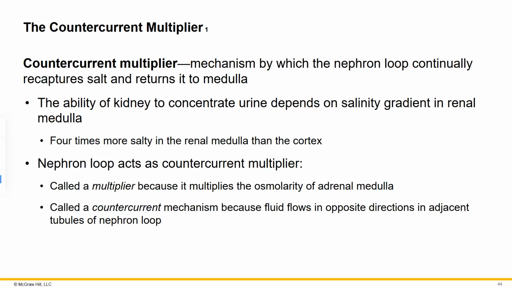The countercurrent multiplier. This is the mechanism by which the nephron loop continually recaptures salt and returns it to the medulla. The ability of the kidney to concentrate urine depends on the salinity gradient in the renal medulla. It's 4 times more salty in the renal medulla than the cortex. The nephron loop acts as a countercurrent multiplier. It's called a multiplier because it multiplies the osmolarity of the renal medulla. It's called a countercurrent mechanism because fluid flows in opposite directions in adjacent tubules of the nephron loop.